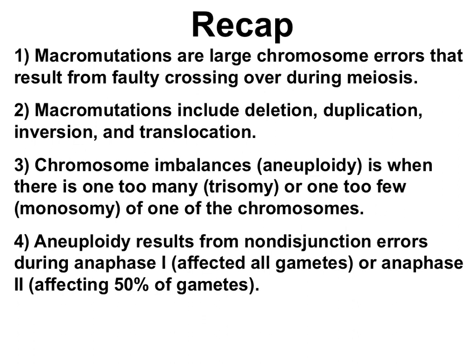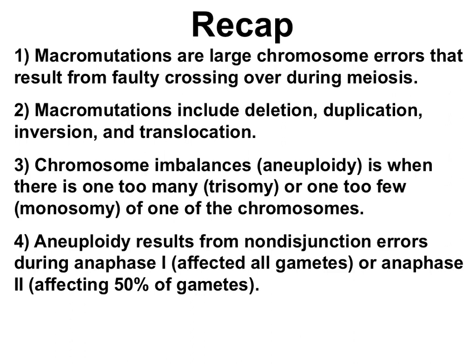So what do we learn in this video? Well, let's recap. We learned about macromutations and chromosome imbalances. Macromutations are large chromosome errors that result from crossing over errors. The macromutations that we talked about are deletion, duplication, inversion, and translocation. Chromosome imbalances are also called aneuploidy, and that just means there's one extra whole chromosome, called trisomy, or one missing chromosome, and that's called monosomy.